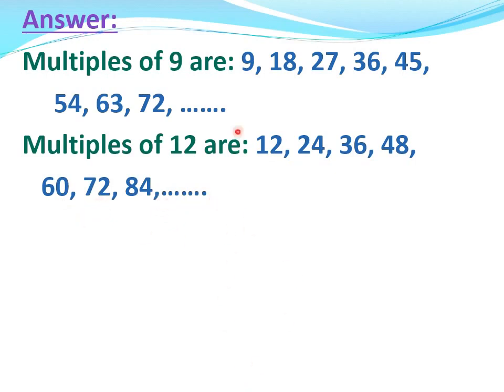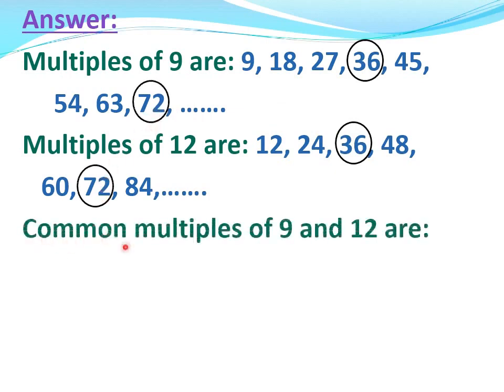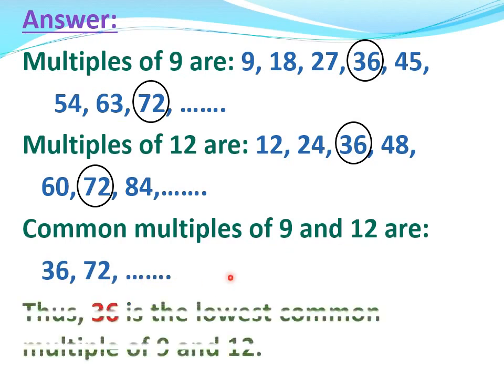Now find common multiples. See, 36 is a common multiple, so mark this. 72 is a common multiple, so mark this. So common multiples of 9 and 12 are 36, 72 and so on. Thus 36 is the lowest common multiple of 9 and 12. 36 is the lowest common multiple, that means LCM of 9 and 12.